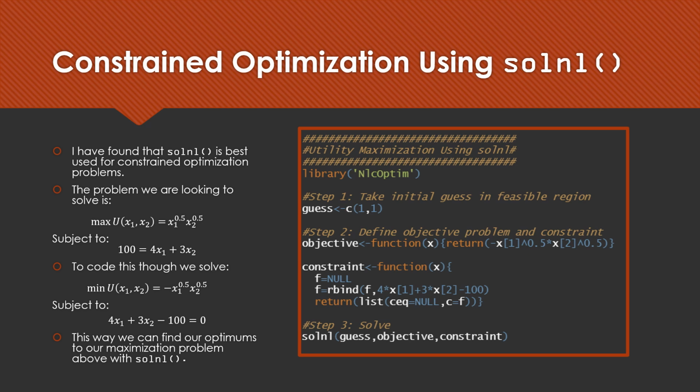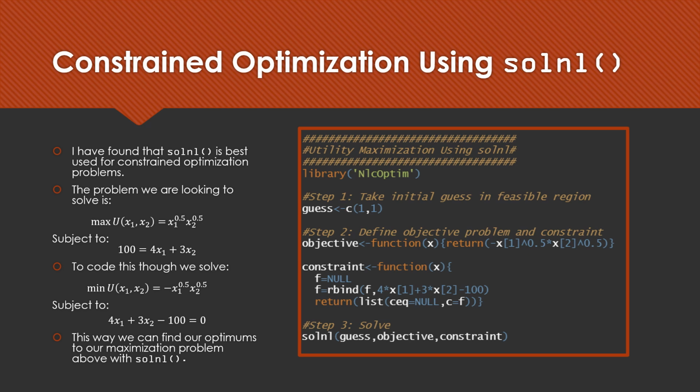So again, to solve this problem, we're going to take an initial guess in our feasible region, where our guess is going to be contingent on how many observations we have here. So again, I'm just doing one for x1 and one for x2. And then we're going to write our objective problem, which is just the negative of our Cobb-Douglas utility function that we've defined here.